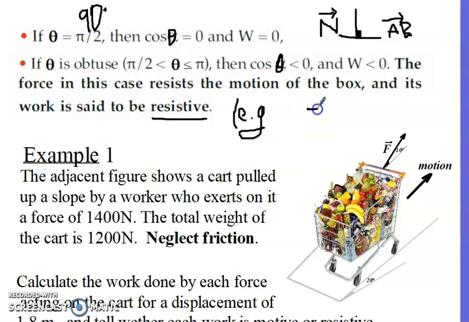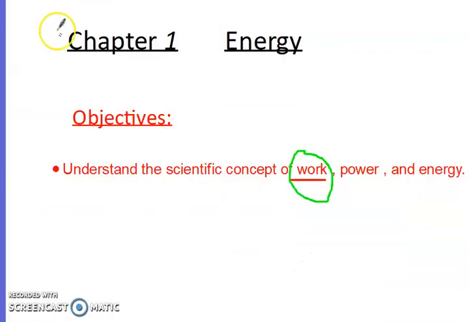In this case, what? Friction force, right? Friction force is opposite to motion, which means opposite to the displacement AB, or you can say opposite to the velocity vector. So the work done by the friction force in case of sliding or translation is negative. Okay? That's the main concept of the work done by a constant force.